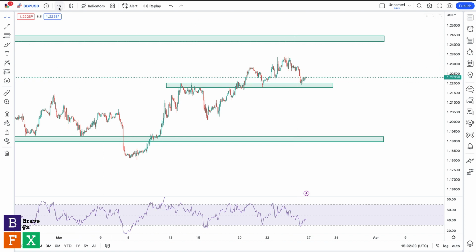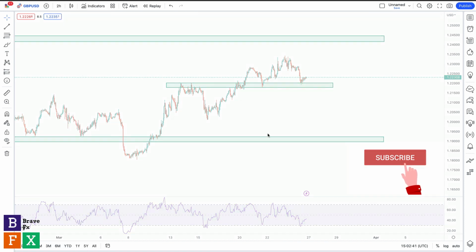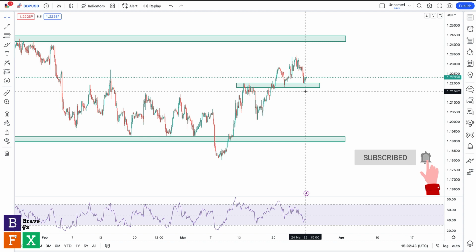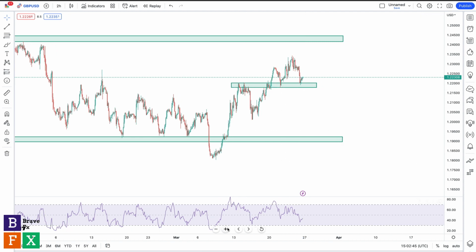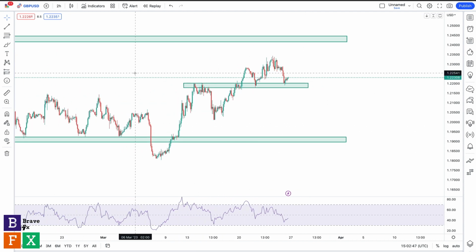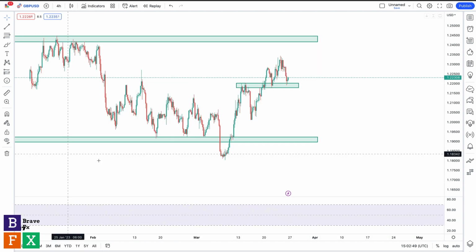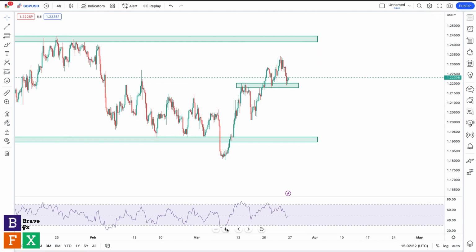So I'm going to go down to the 2 hours time frame to see what's happening down here, to decide if we're going to get a very good trade entry for GBP-USD. So I'm going to go down to a 4 hours time frame. It seems nothing's happening on the 2 hours time frame. So this is a 4 hour time frame.